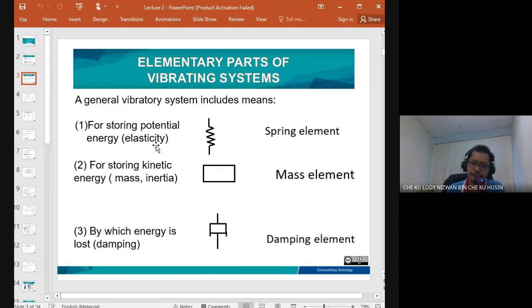F equals C, the damping coefficient, times velocity. The force for the spring element is relative to displacement, so if there is no displacement, there is no force. The same goes for the mass element: if there is acceleration, there is inertia; if it moves with constant velocity, there is no inertial force. And the last one is damping, which is relative to velocity.